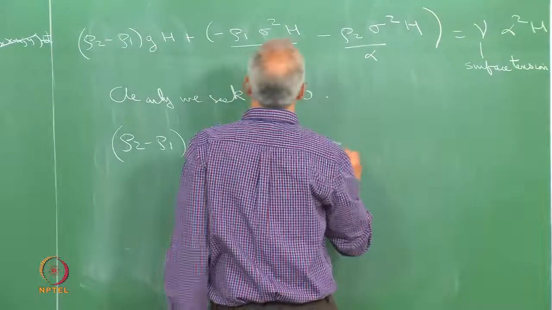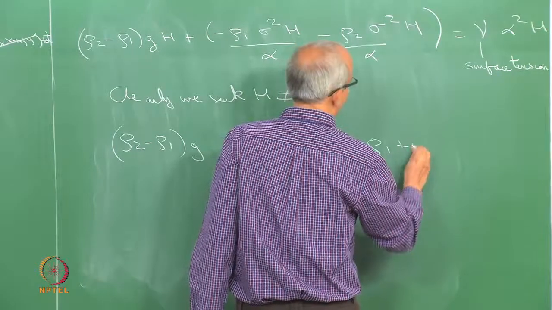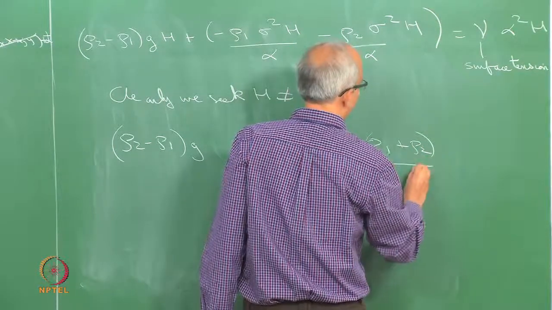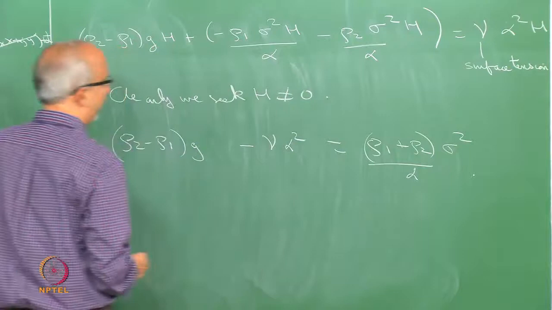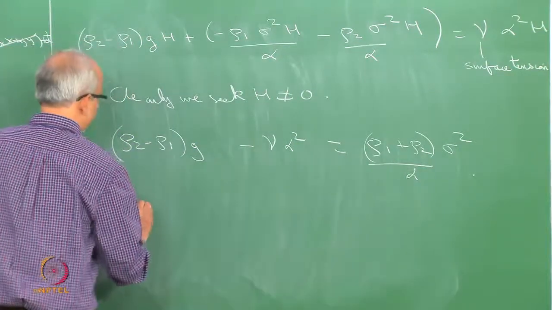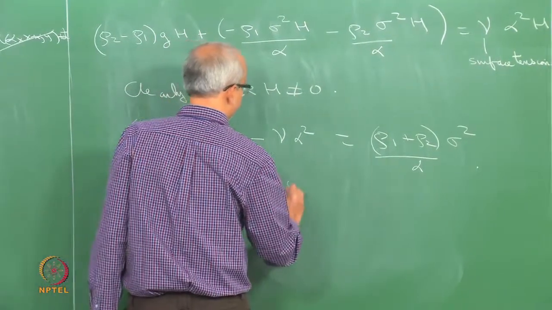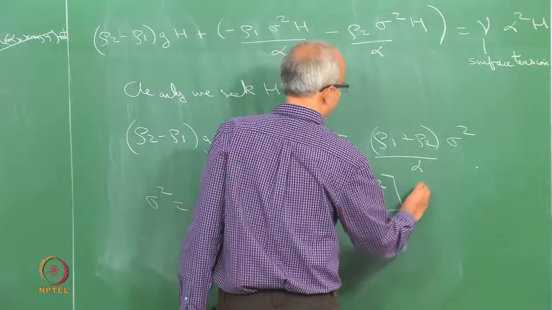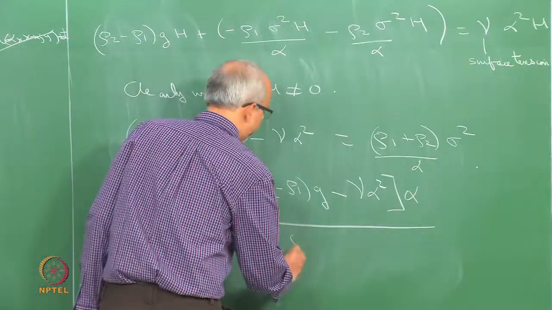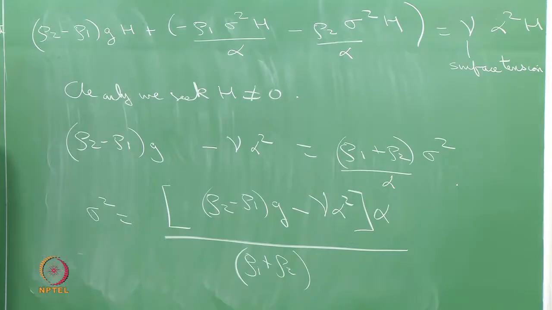Square equals rho 1 plus rho 2 by alpha sigma squared. Okay. So in other words, sigma squared equals, and that's my final expression, G minus gamma alpha squared times alpha divided by rho 1 plus rho 2. Okay, that's what you should get.